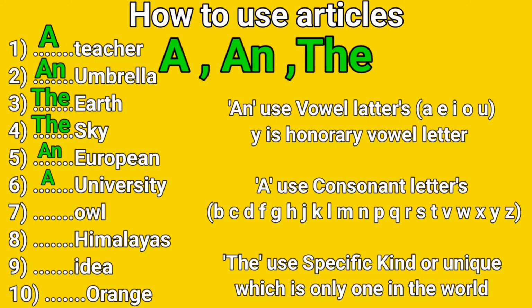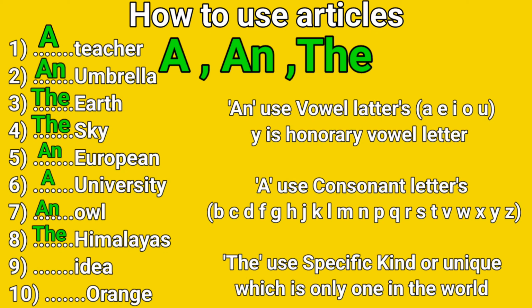Question number 7: blank wool. The starting letter is o, so o is a vowel letter, so we use an, so an wool. Question number 8: blank Himalayas. The starting letter is h, so h is a consonant letter, but the Himalayas is only one in the world, so it is also called a specific kind, so always use the, so the Himalayas.